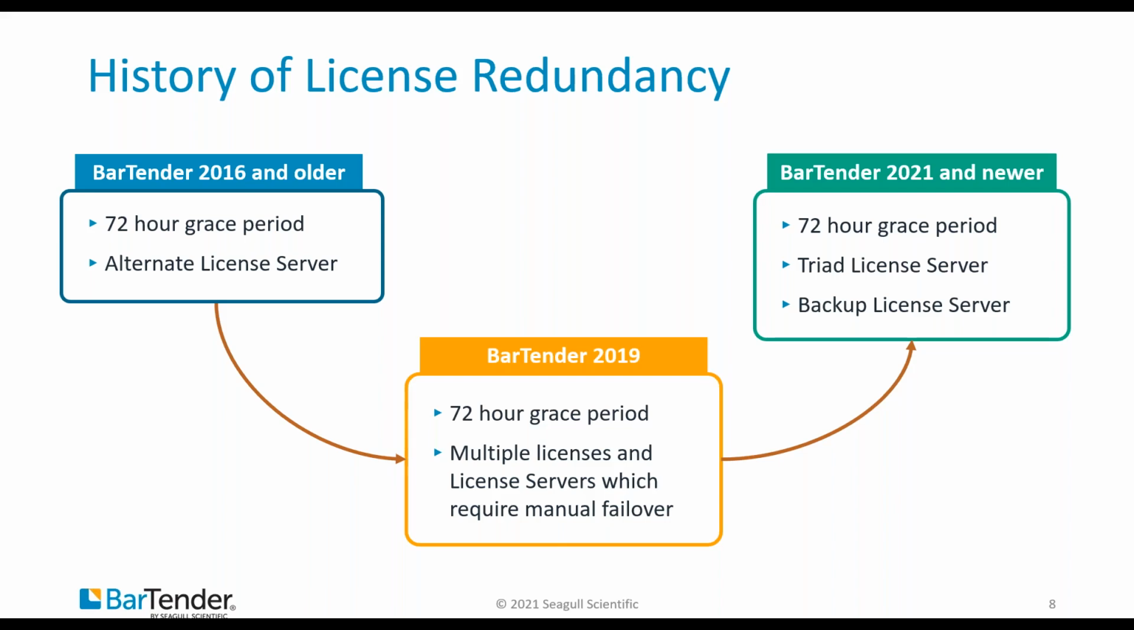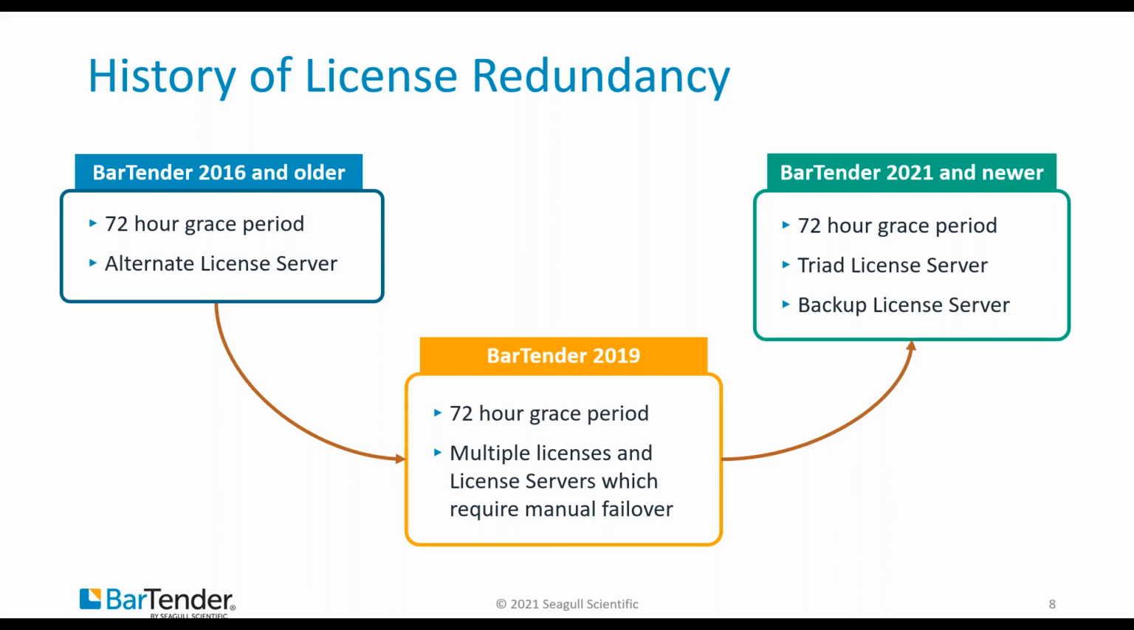So with BarTender 2016 and earlier, BarTender offered 2 redundancy options. The first being the built-in 72-hour grace period for the BarTender client should a license server not be found by that client. And the second is that of an alternate license server. The alternate license server is basically a second instance of license server running on a different computer, which has been activated with an additional paid-for license.